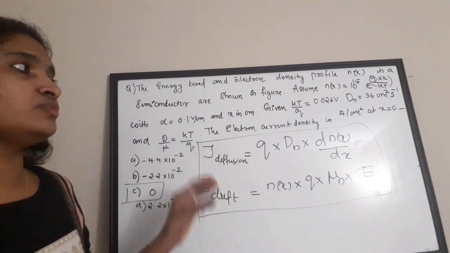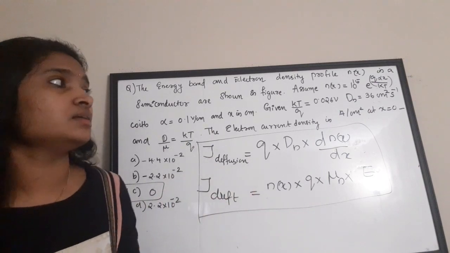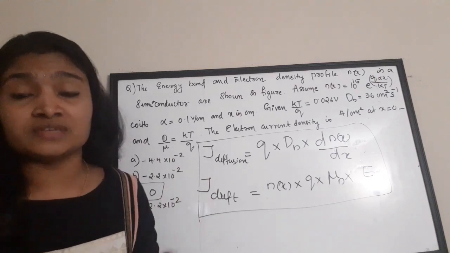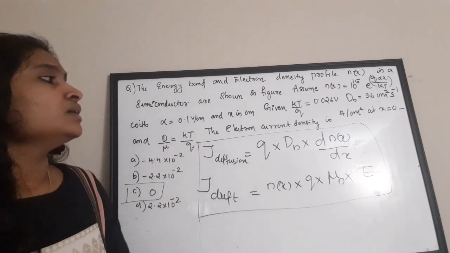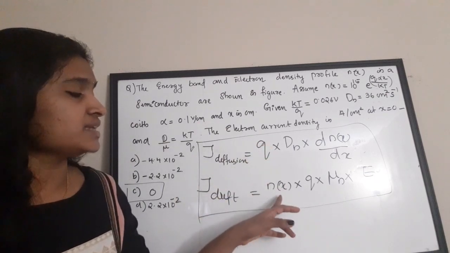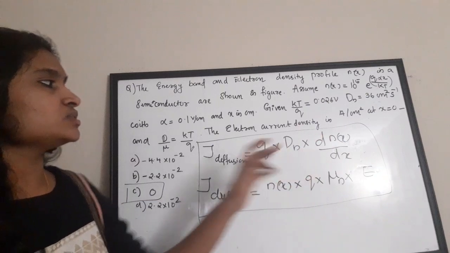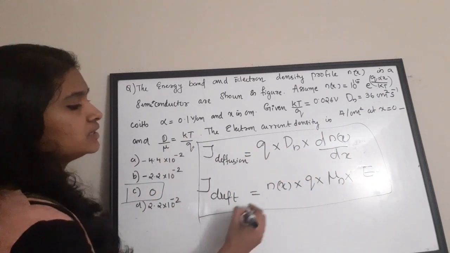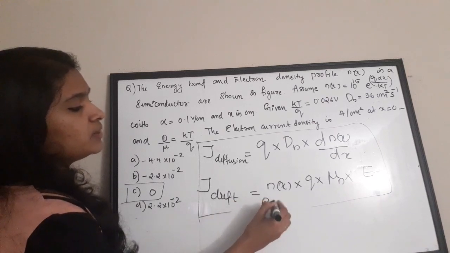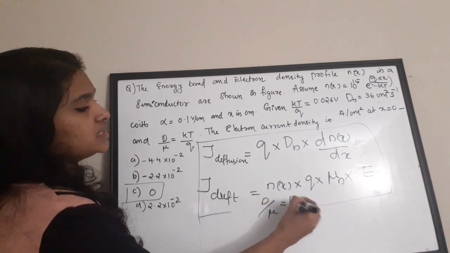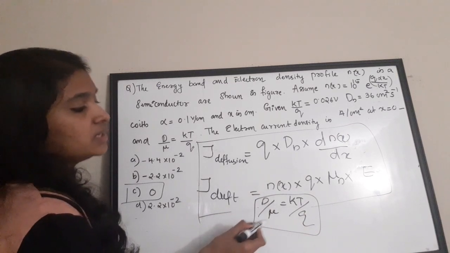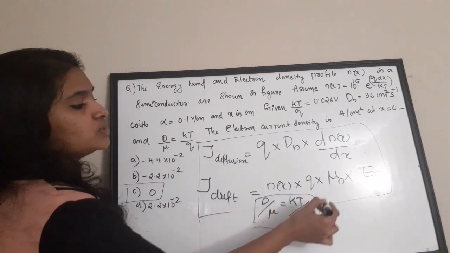This is one of the tough questions which you can most probably face in your GATE exams or higher-level competitive examinations. I hope this is clear. I hope this equation is also clear, that is n(x) into q into mu n into E. Also you should know this relationship, D by mu is equal to kT by q. That is, diffusion constant by mobility is equal to kT by q, which is equal to Vt, the thermal voltage.